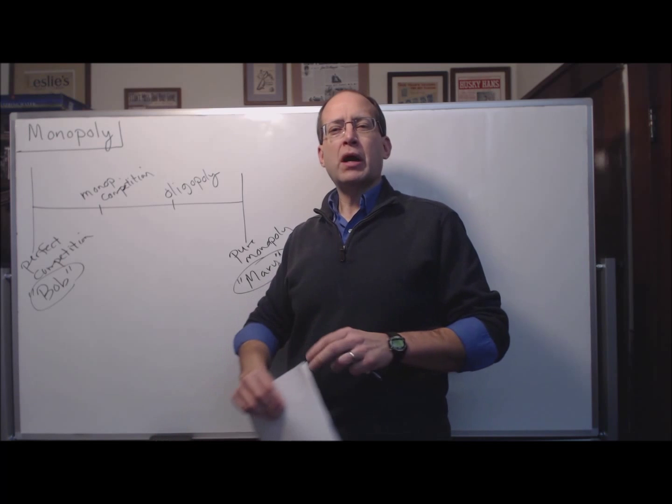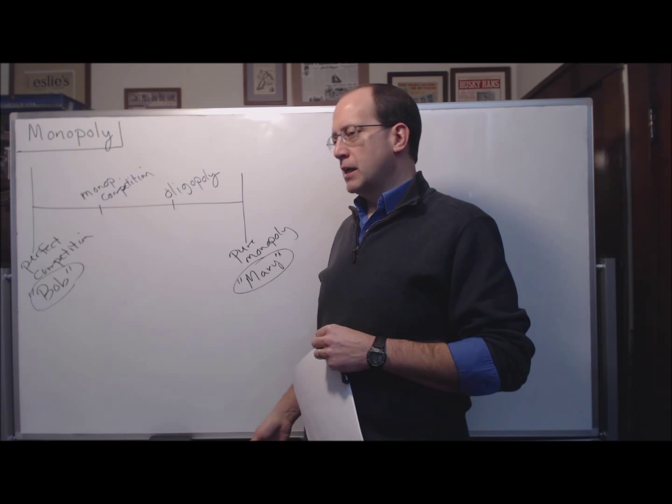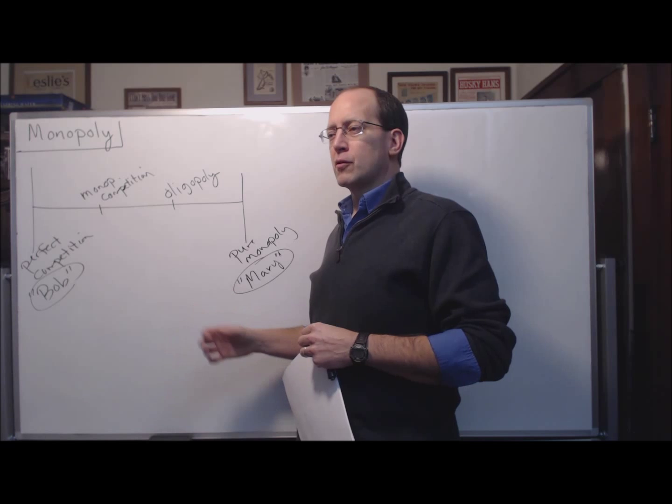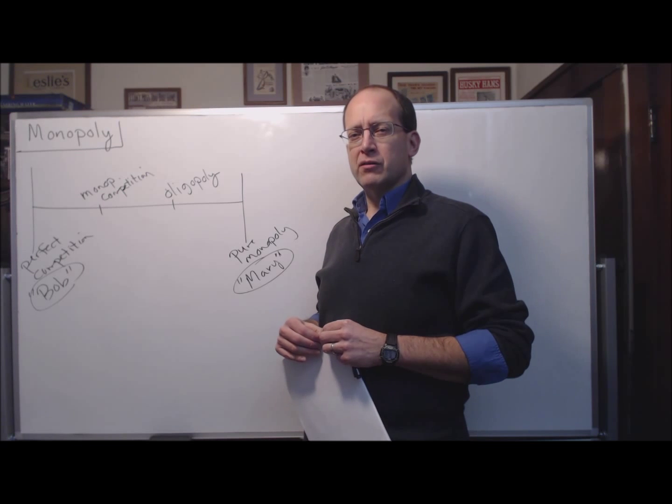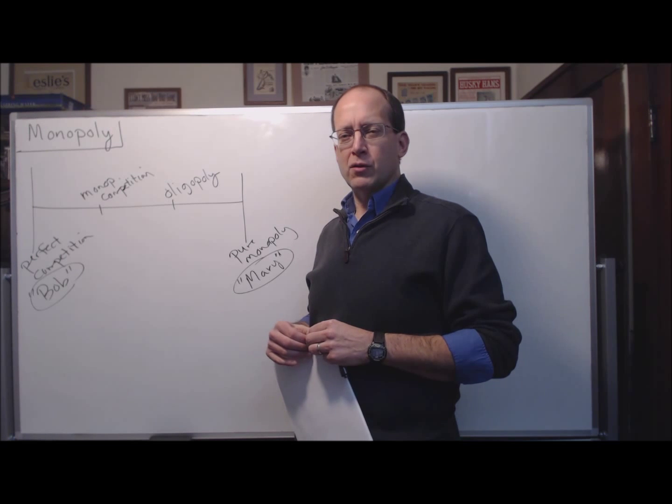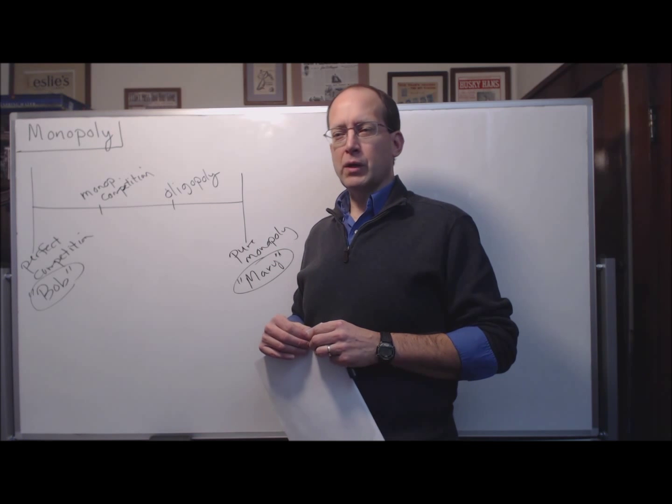We'll also talk about a practice that a lot of firms engage in. Bob can't do so, but the other firms can, and that's a practice called price discrimination. So we'll talk about that toward the end of the last episode this week.